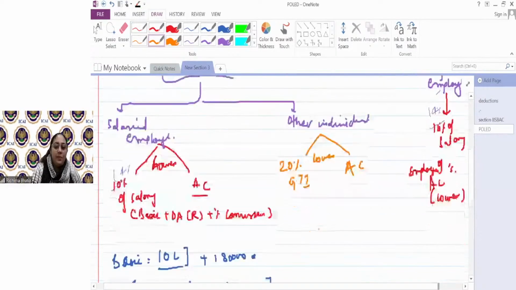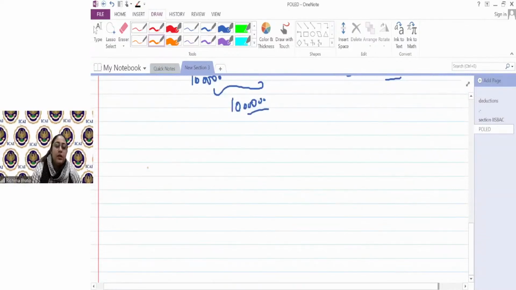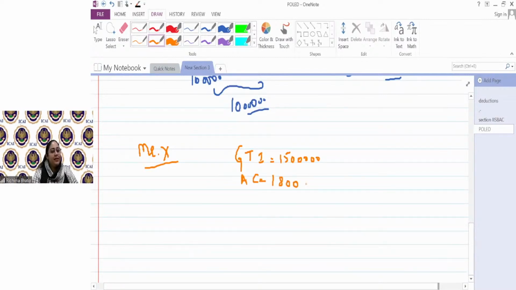So मैम 80CCD 1 में कितना डिडक्शन मिलेगा? So suppose I talk about Mr. X. Person who is Mr. X is a self-employed person. He has a gross total income of say 15 lakhs. And the actual contribution he makes to an NPS is 1.80 lakh. Exactly same. So यहाँ पे guys 20% of gross total income would be 3 lakhs and actual contribution is 1.80 lakh.